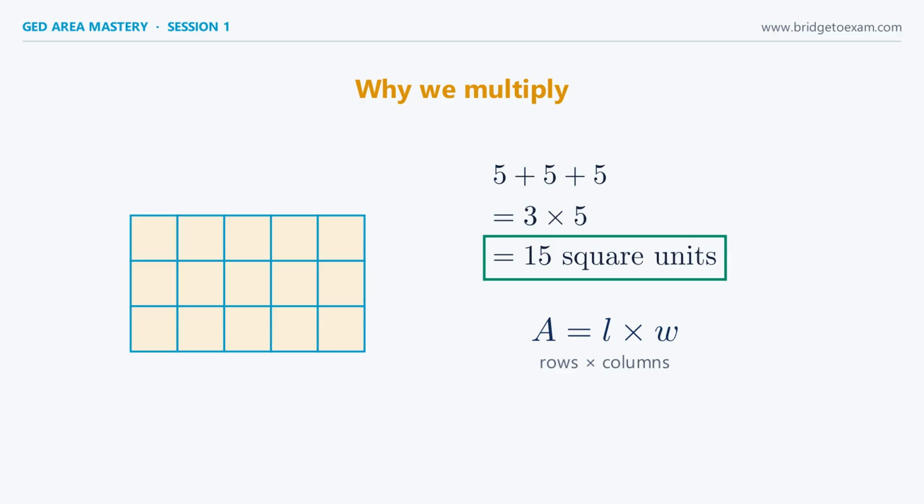This is where length times width comes from. The rectangle formula isn't an arbitrary rule someone invented. It's just a fast way to count a rectangular array of unit squares. Rows times columns. That one idea carries you through this entire course.